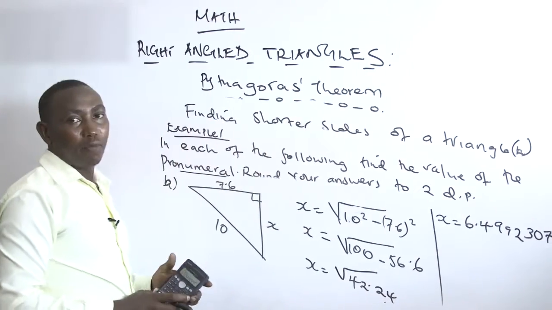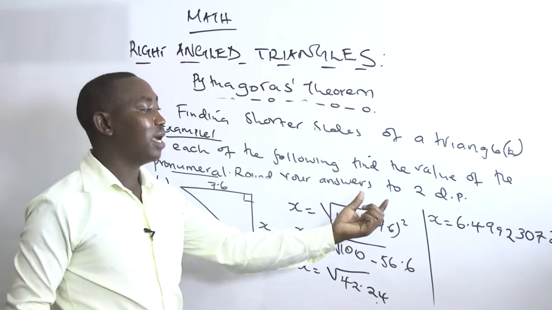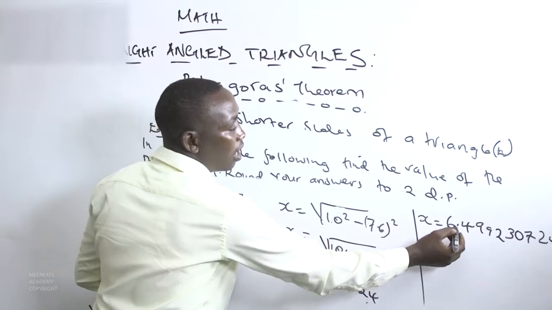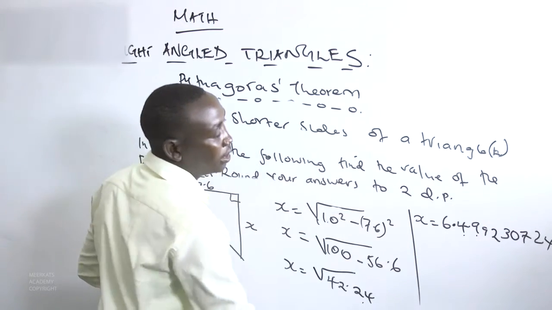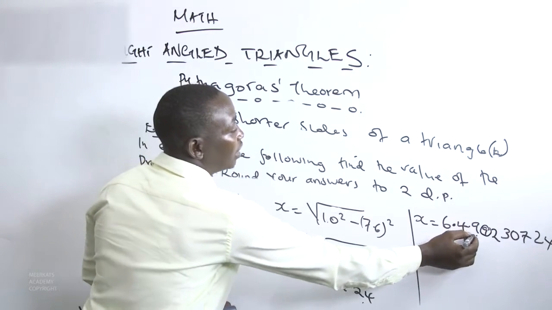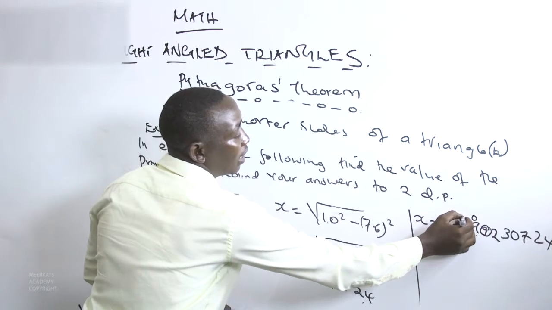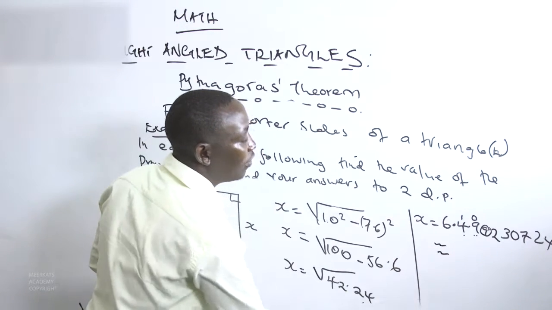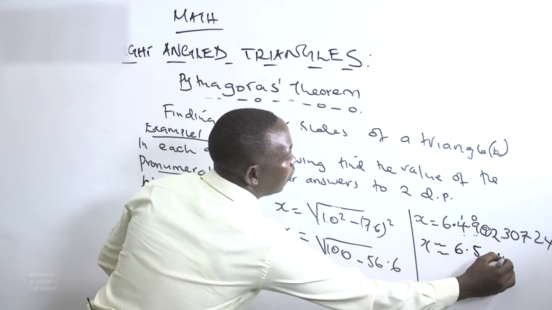Now when you get the square root of 42.24, it will be 6.49923. But the question told us that where necessary, we are supposed to round off our answer to the nearest 2 decimal places. So after the decimal point, we count 2 decimal places, then we consider the third figure, which is more than 5, therefore it's going to affect this. So that will be 10, we put there 0, we carry 1, so this one will be added to 4. So this answer of the value of x can be approximated to 6.5 units.